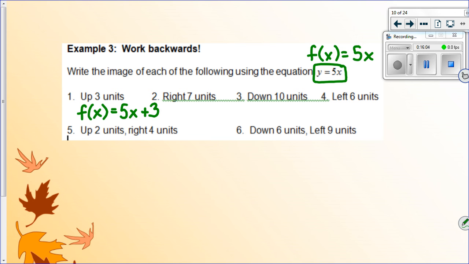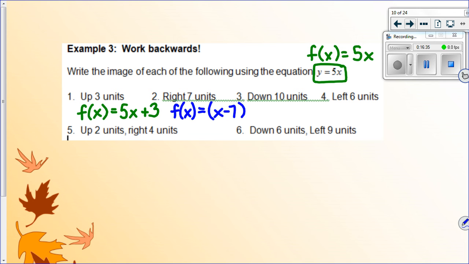Right? Number 2, right 7 units. Right is my horizontal translation along my x-axis. So that's going to be inside of my parentheses. So f of x equals, now is this going to be x plus or x minus? Inside of the parentheses, it's the opposite of what you think. This says right, that makes me think plus. But remember, opposite of that is going to be minus 7.